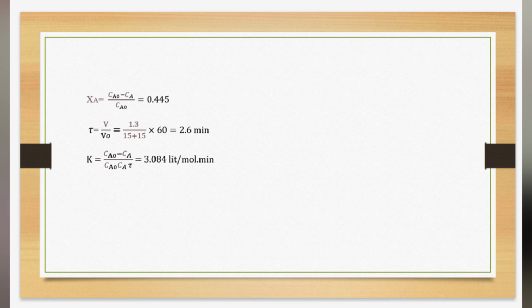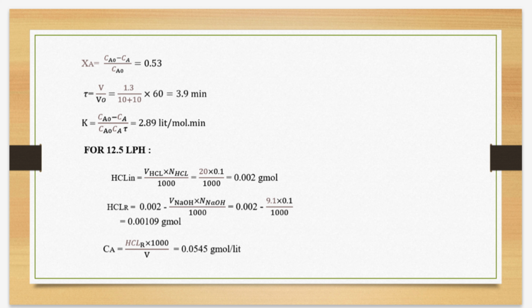mole minute. For 12.5 lph, the initial value of HCl is 0.002 gram mole. The value of HCl reacted comes out to be 1.09 into 10 to the power minus 3 gram mole. For this value of HCl, the concentration of A is calculated, which comes out to be 0.0545 gram mole per liter.